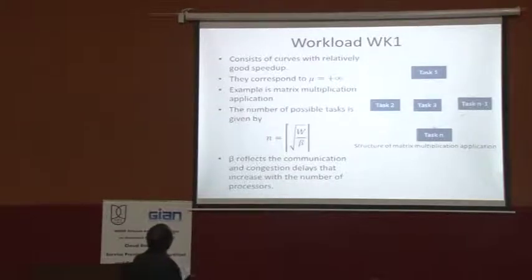Now, this kind of job, which is very scalable, that I just showed you, has very good speedup because the mu is infinity, and an example is matrix multiplication. The number of tasks that you can break this into is computed by using W over the task size, and you have to take the upper bound because this can result in a fraction. You can go down or up, but usually we use the upper one. This one takes into account the congestion and communication delays.